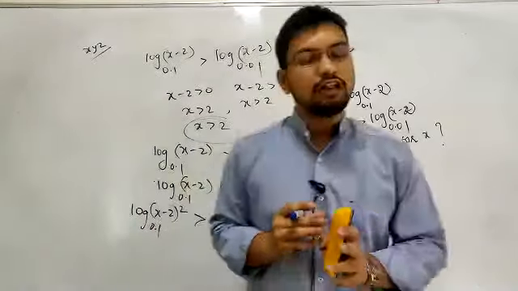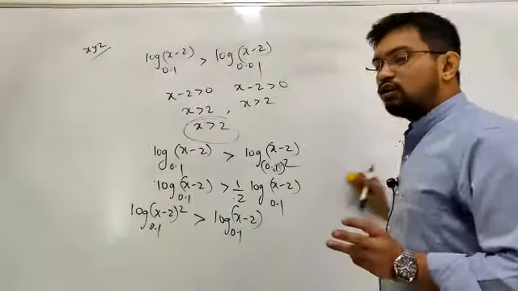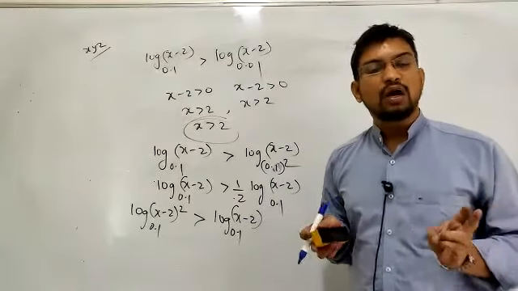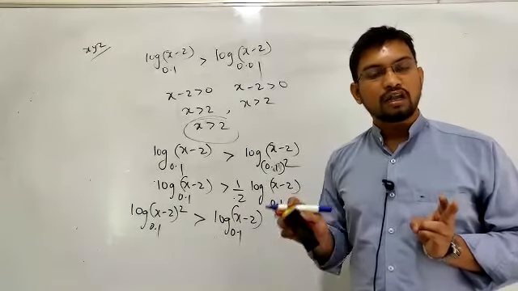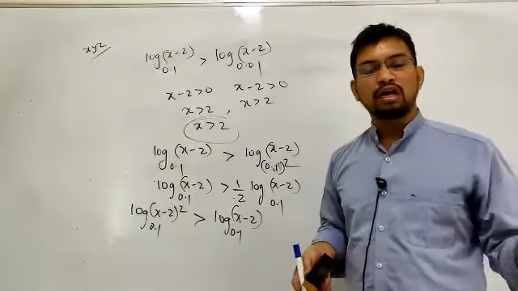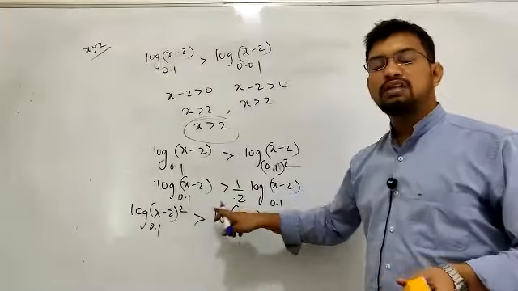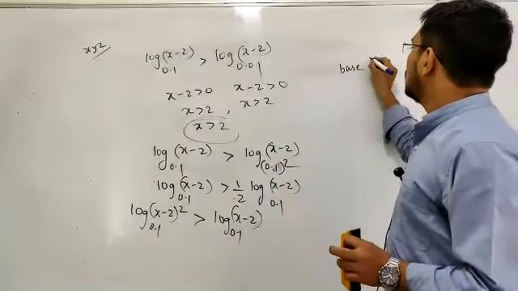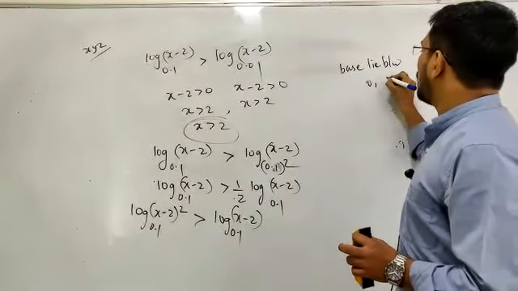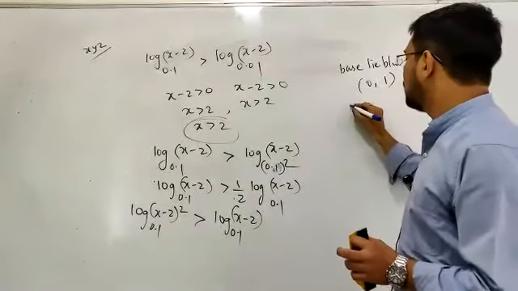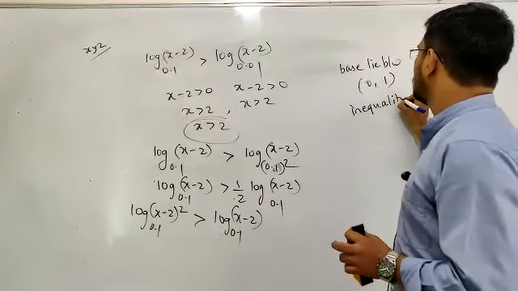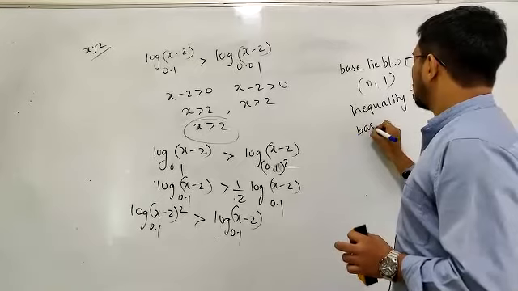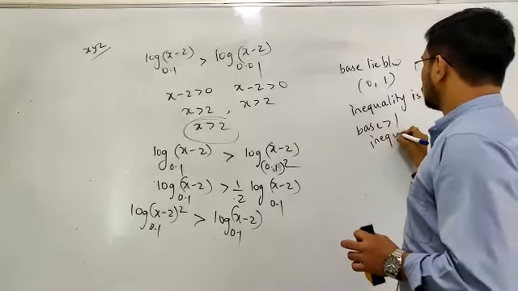I was telling a lot about this. Whenever you are comparing the arguments, or removing the logarithm, or converting logarithm to exponential form, you always look at the base in the inequality. If the base lies between 0 and 1, the inequality must be reversed. If the base is greater than 1, the inequality remains the same.